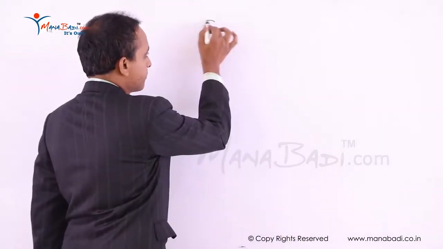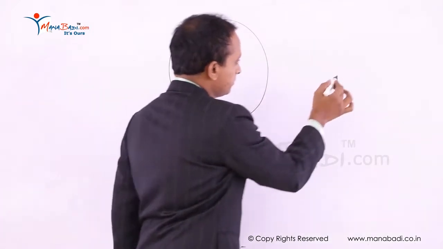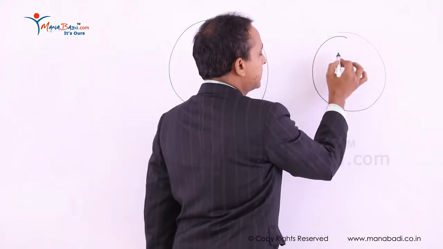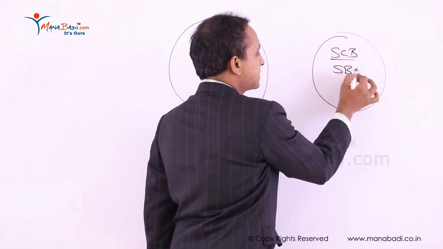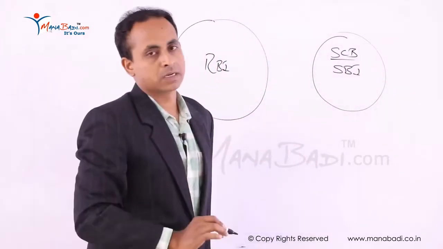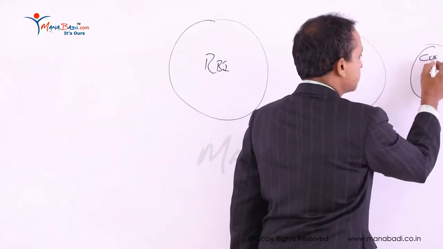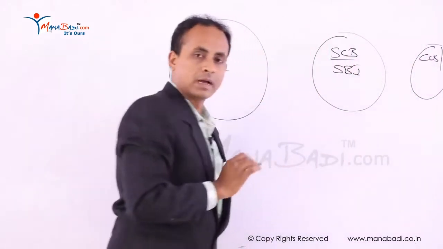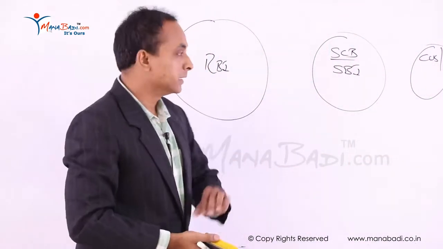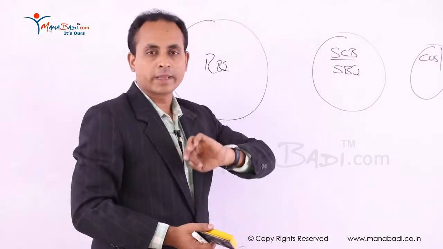Say this is the Reserve Bank of India. This is any commercial bank, a scheduled commercial bank. I am taking SBI as an example. Now the third component is the customer or market. Now in the economy, money will flow in both directions.